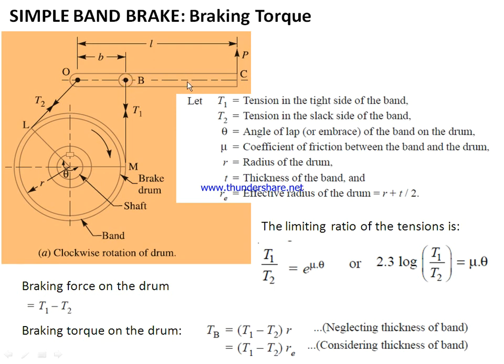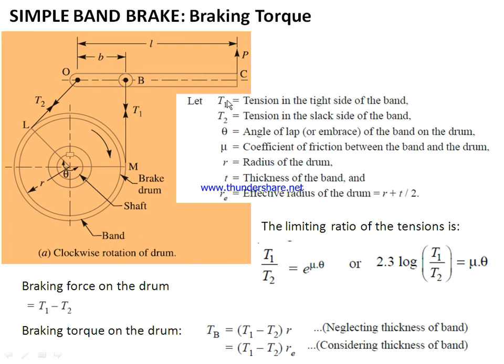So point B is the fulcrum point. Over this point the lever OBC operates, meaning the force is applied at this point and this lever moves about this point. So whenever this lever is moved, the band is pulled against the rotating drum and the rotating drum will come to a halt.